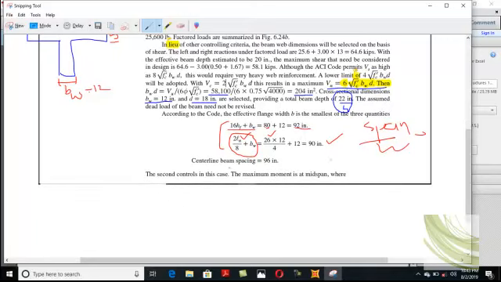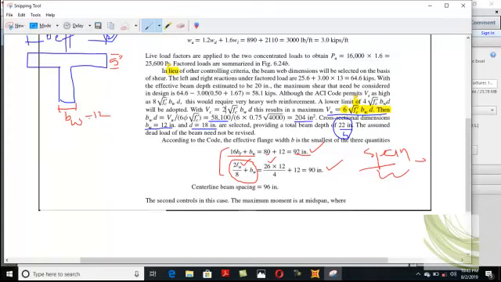From those criteria, you have to select the minimum value. That will be your B effective. This is also a criterion, the center line beam spacing. I mentioned that for B effective, three or four criteria need to be checked. So the center to center distance is 96 inches. This will be the controlling value, because it is the minimum.